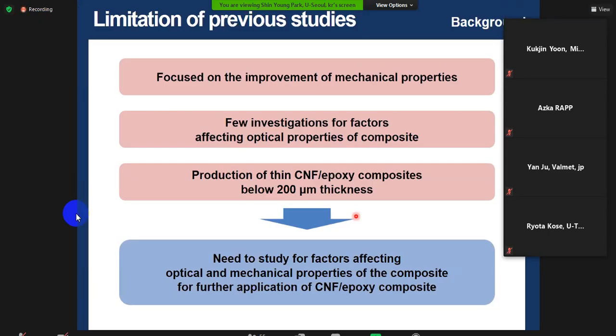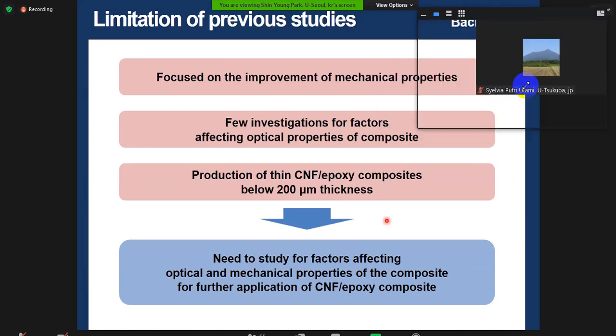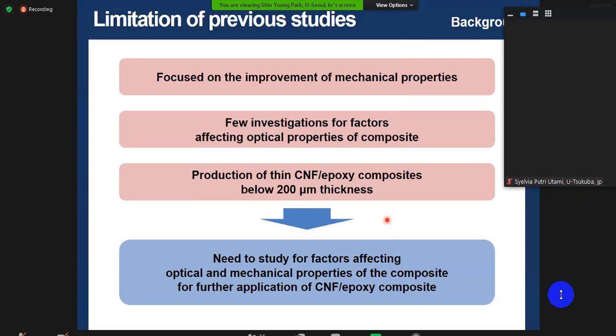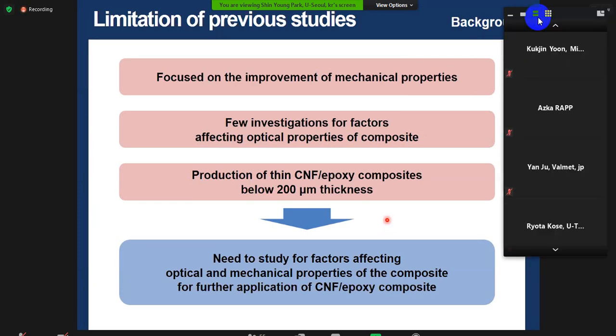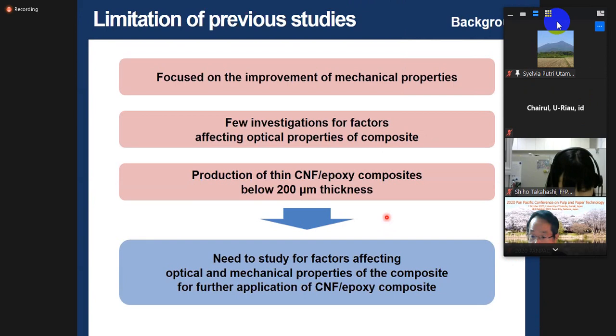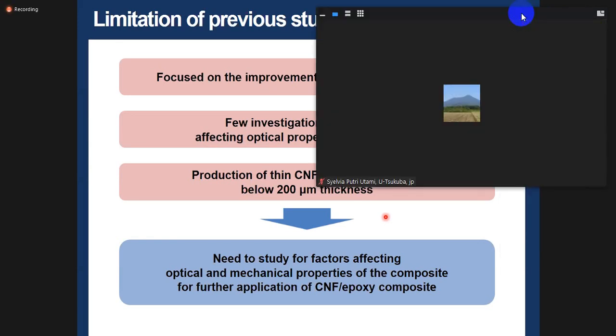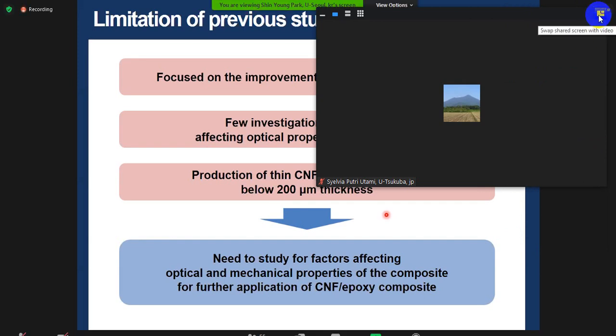Although many studies about CNF epoxy composites have been introduced, they usually focused on the improvement of the mechanical properties. Only a limited number of studies dealt with factors affecting optical properties of the composite. Therefore, it seems that a study of factors affecting both optical and mechanical properties of the CNF epoxy composite should be conducted. In addition, produced composites were usually thin, whose thickness was below 200 micrometers. To expand the possible application field of CNF epoxy composites, for example as an alternative to glass, a thicker and stronger composite seems to be needed.